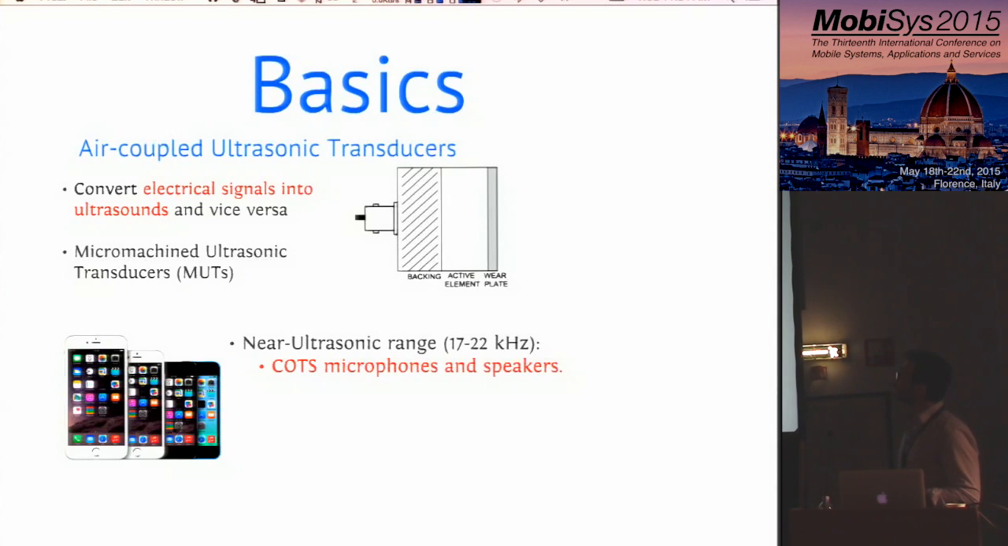And today, thanks to MEMS technology, we are able to build micro-machined ultrasonic transducers, which are very small transducers that can still receive and transmit ultrasonic waves efficiently. Finally, if we work in a specific range of frequency, which is between 17 and 22 kilohertz, which we call the near-ultrasonic range, we can generate and receive ultrasonic waves using commercial off-the-shelf smart microphones and speakers. That means UWare can perfectly run on a general purpose device, such as a smartphone or a tablet or a smart TV.